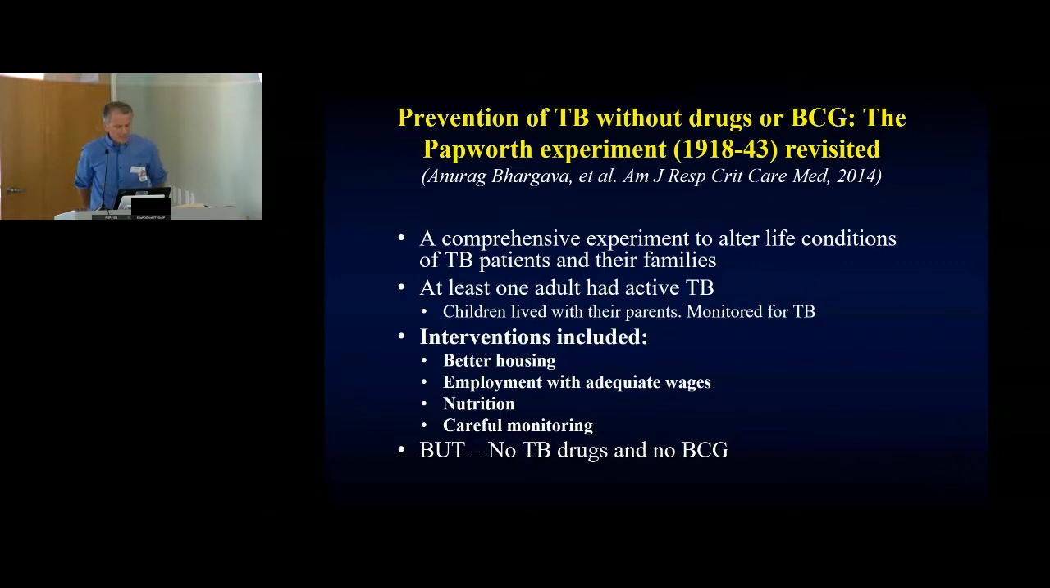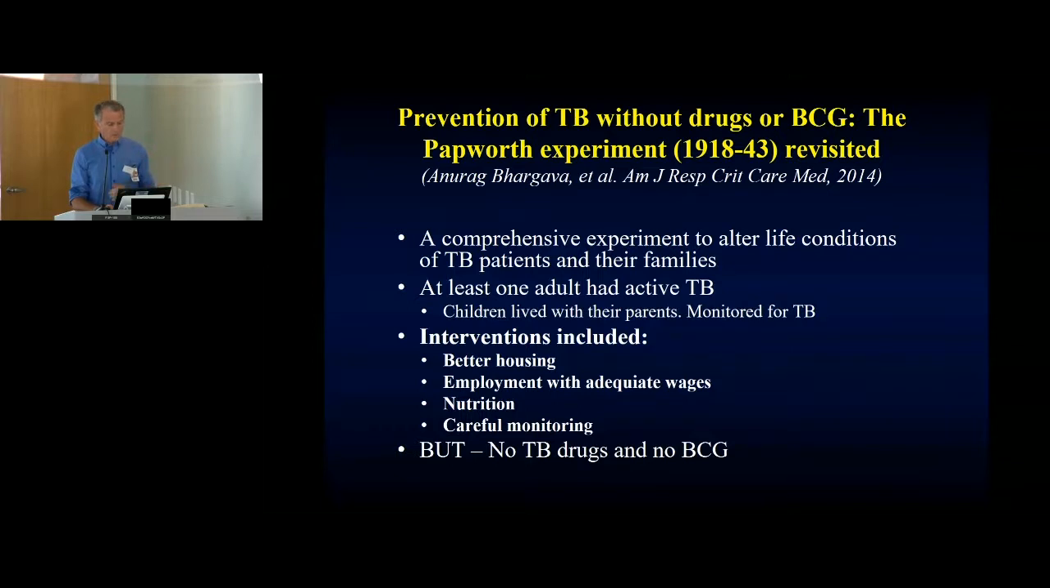So this was a comprehensive experiment to alter life conditions of TB patients and their families. They set up a whole village with workshops. They actually built cars. To be admitted, one of the parents had to have active, open cavitary TB. And the children moved in with their parents. They were monitored for TB very closely. And the interventions were really just better housing, employment, nutrition, and monitoring. No TB drugs, and at that time, no BCG.